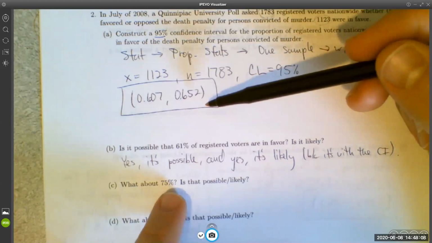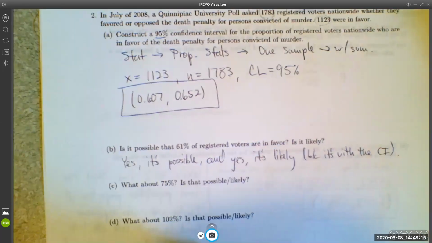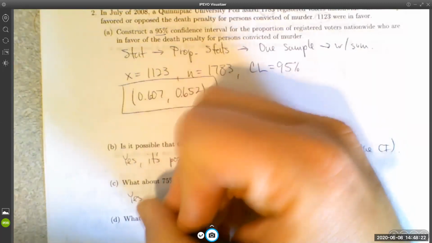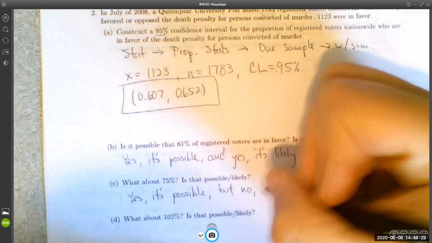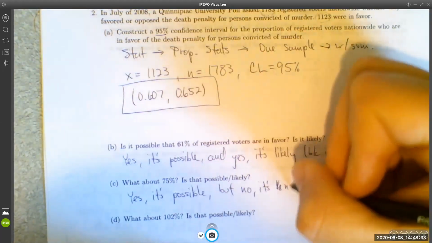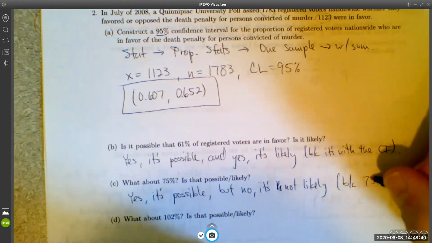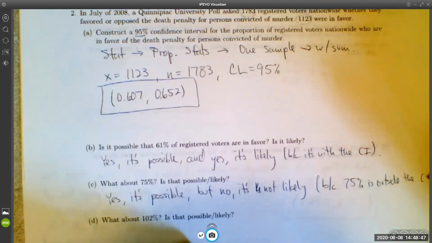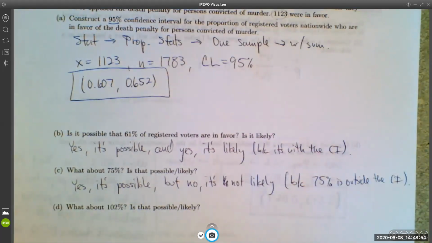There's only a 5% chance that the true population proportion is outside of this interval. So while it is possible that 75% is the true population proportion, it's not very likely that that's the case, okay? So yes, it's possible. But no, it's not likely, right? Because 75% is outside the confidence interval. Okay? So yeah, 75% is possible. Is it likely? No, it's not likely.